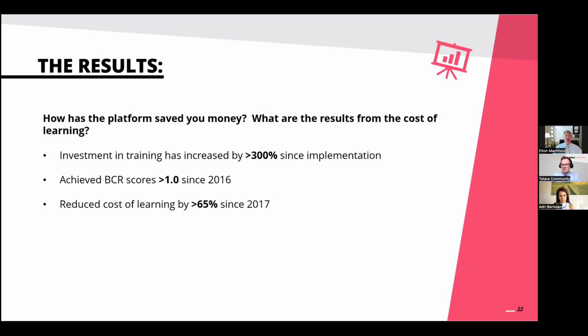And obviously, the other piece was not only did we see an investment in learning, but we also saw the cost for developing learning almost reduced by 2/3 since 2017. So our ability to provide that learning in a cost-effective way has benefited the organization, even as the company's been giving us more money to do more things.